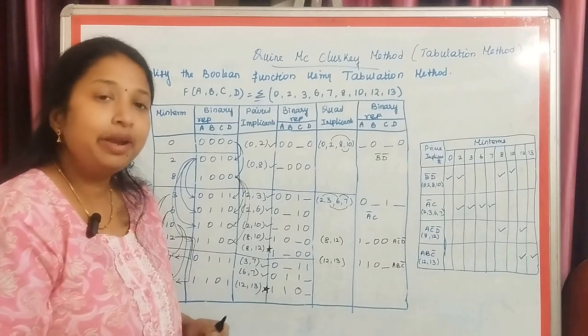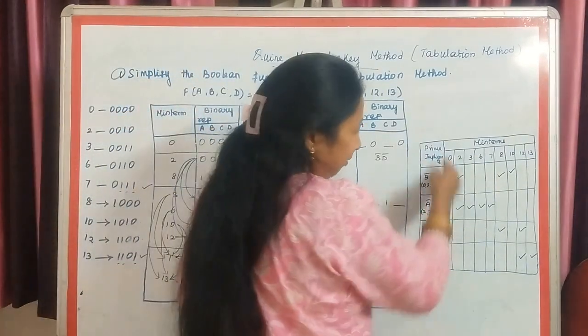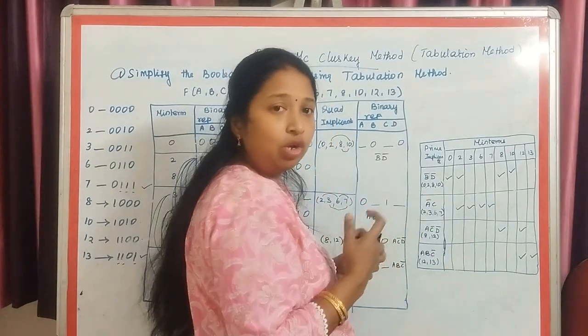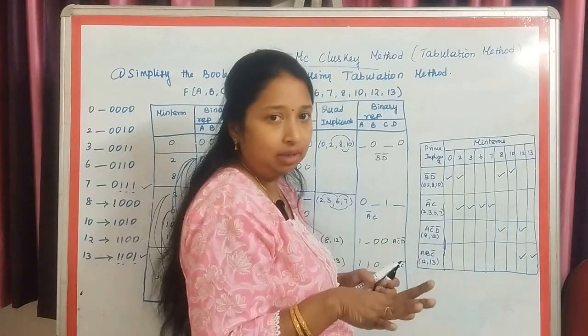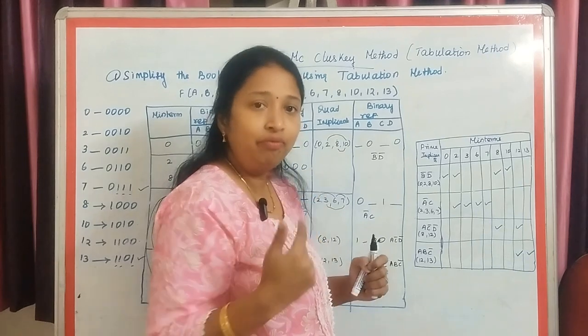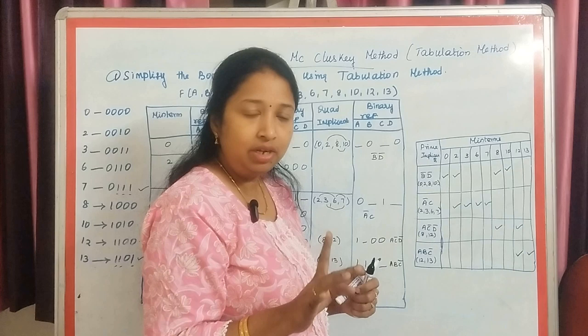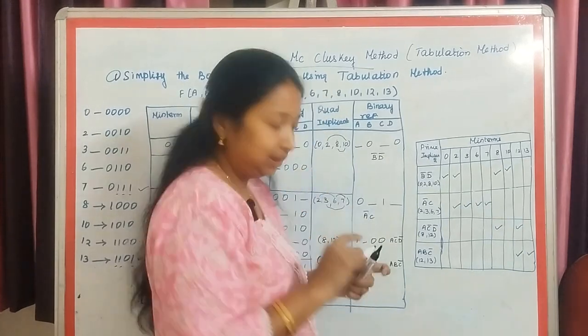Understood? Your next step is encircling. For that, you have to check the columns. Every column, whichever column has got only a single tick mark, encircle that tick mark. Fine. If you find more than one tick in a single column, then you don't have to encircle any of the tick. Fine. If you find only one tick mark in a single column, then encircle it.